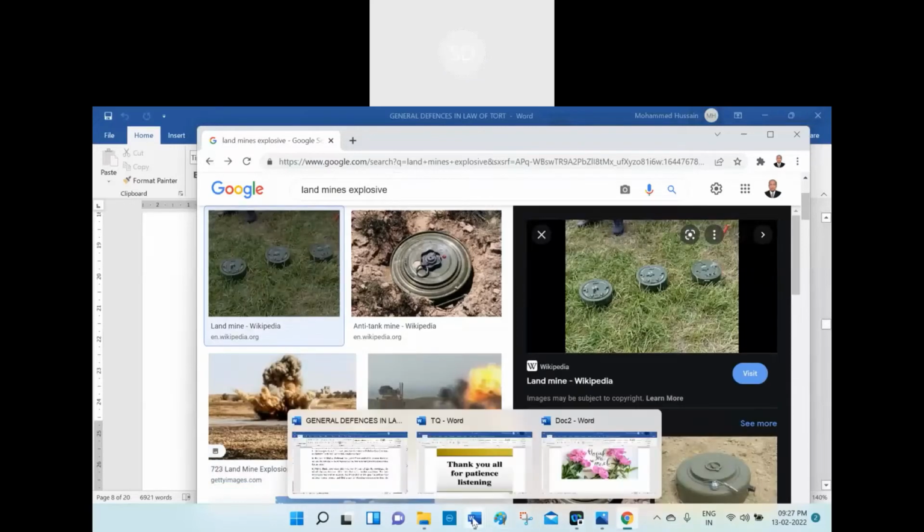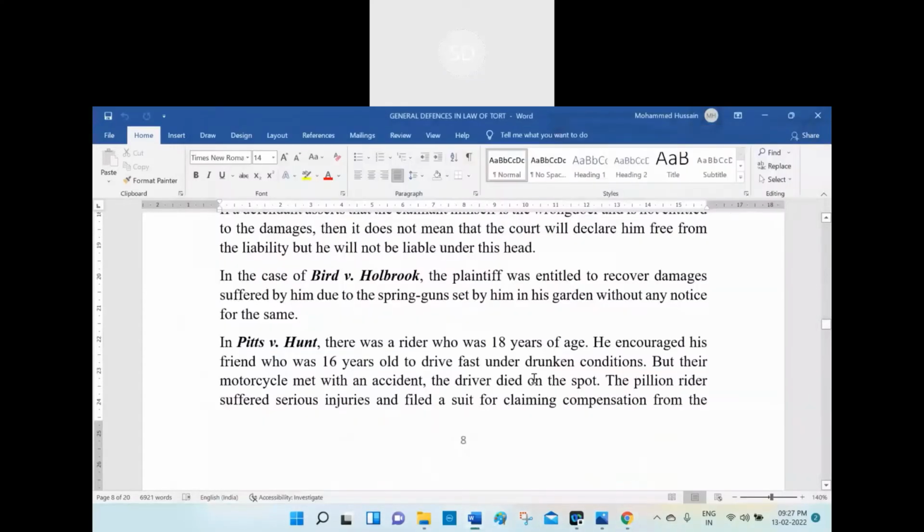Mute it. Okay, so here also if you keep the spring gun in the garden without keeping the caution board, he will be held liable.